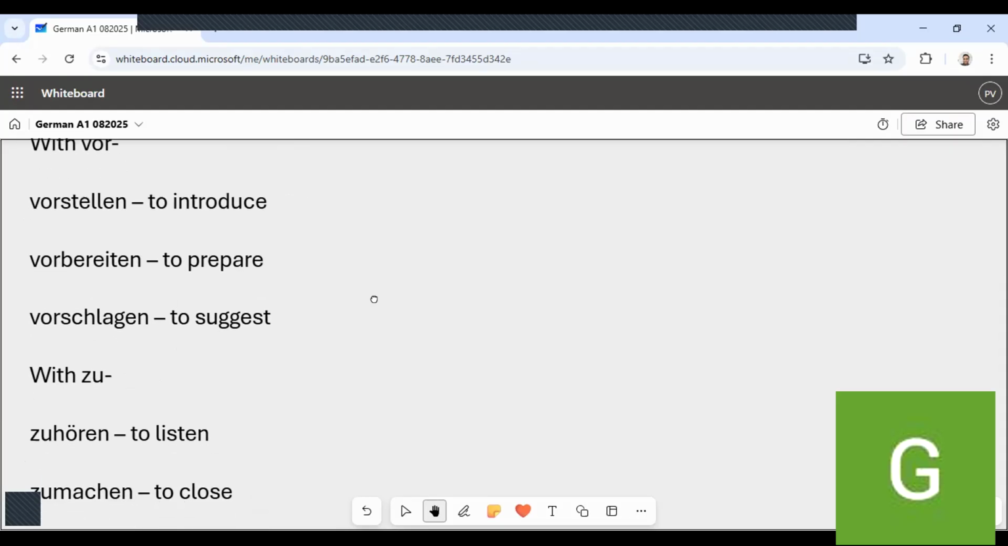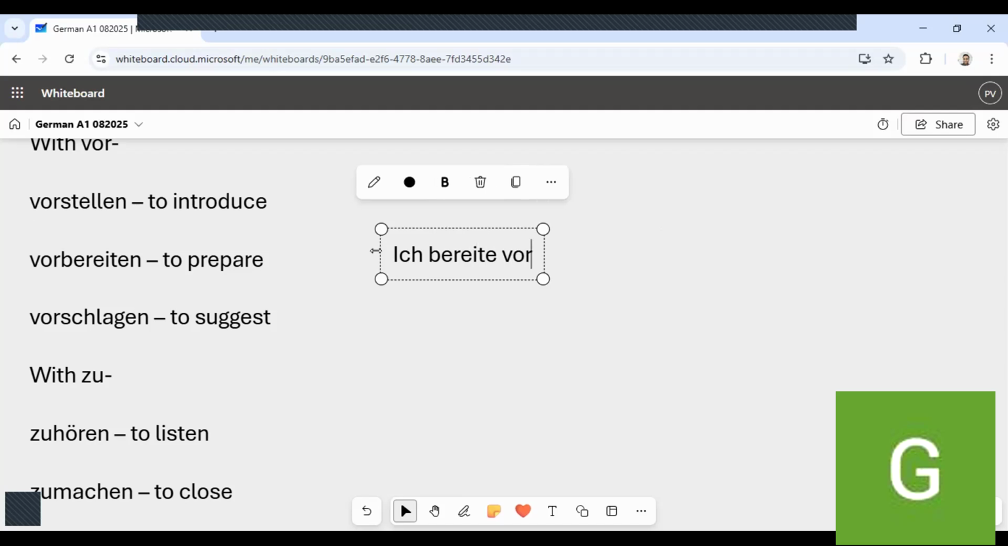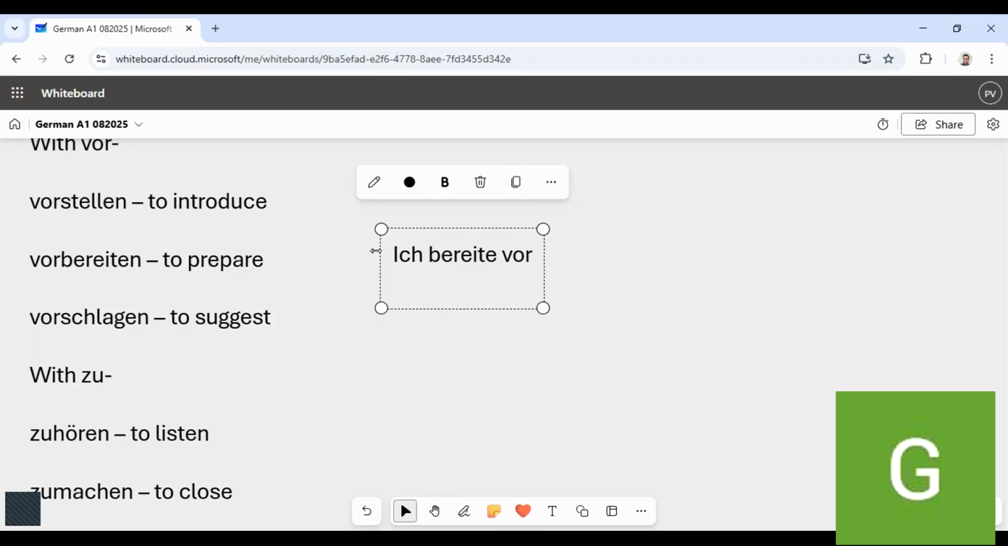Vorbereiten, to prepare. If you are preparing for an interview, if you are preparing for a performance on the stage, you will always use the verb vorbereiten. You can frame sentences like this: Ich bereite vor. Okay. Vorschlagen means to suggest something.